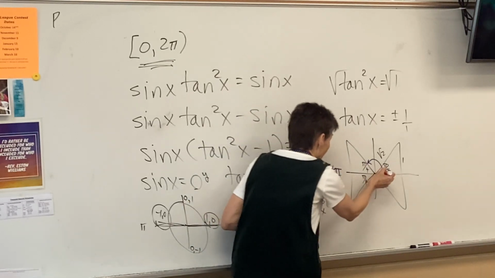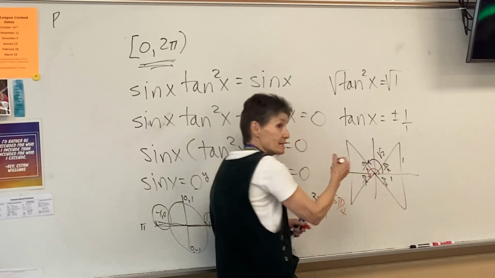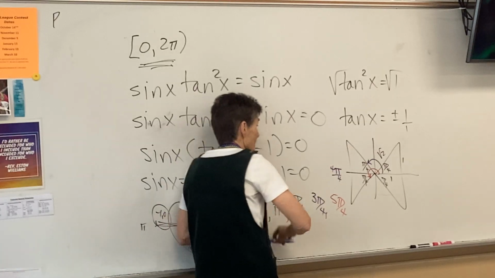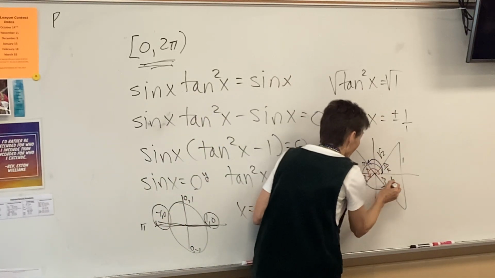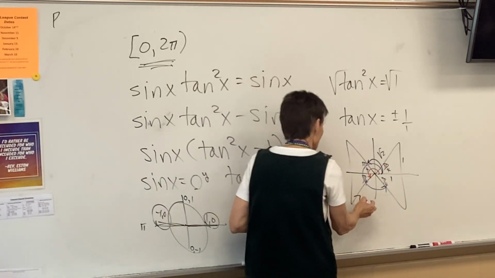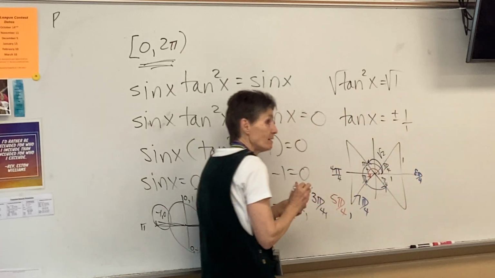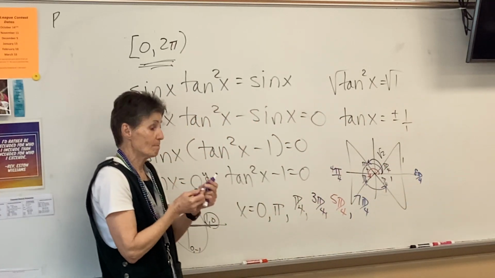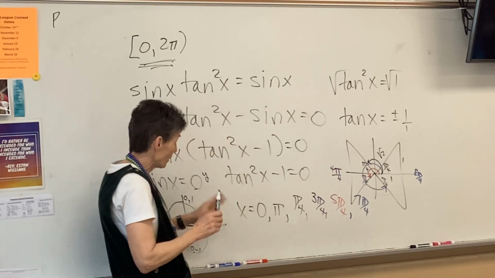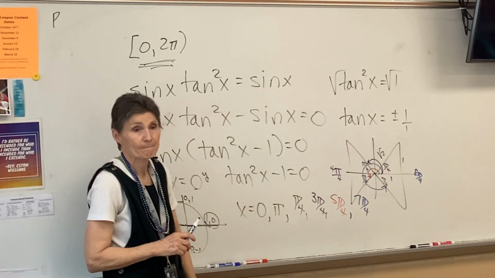What's the red one? 5 pi over 4, because it's 4/4 plus a fourth. And then what's the blue one? 7 pi over 4, that's right, because this is 8/4, that's 2 pi, so it's 8/4 minus 1/4. Nicely done. So, 1, 2, 3, 4, 5, 6 answers to that question.